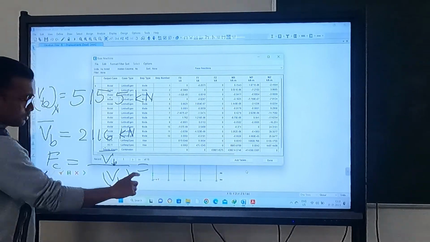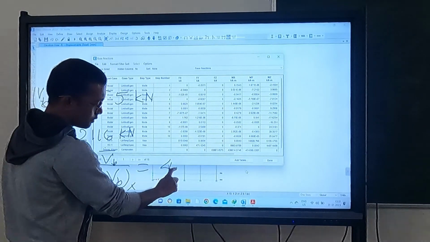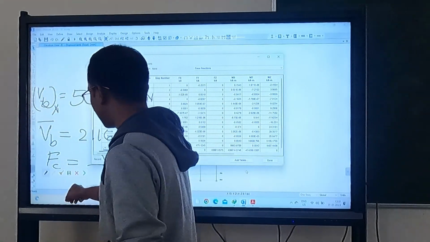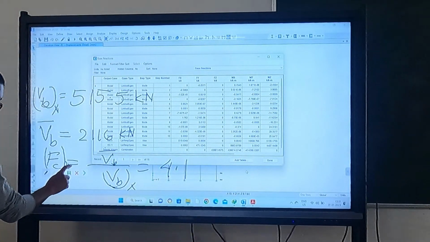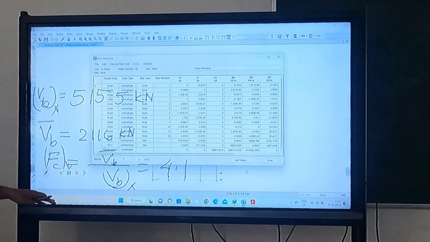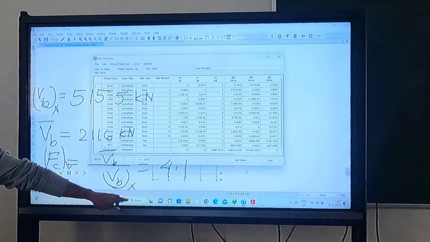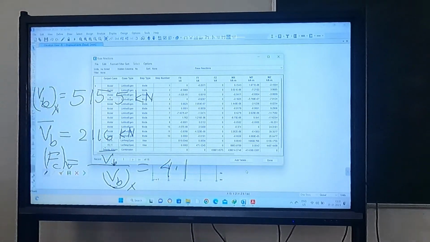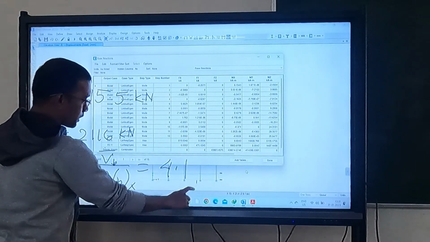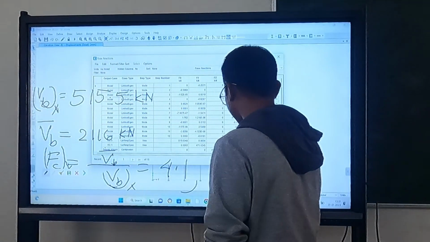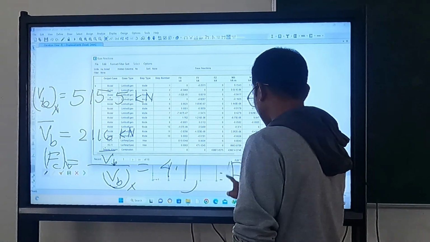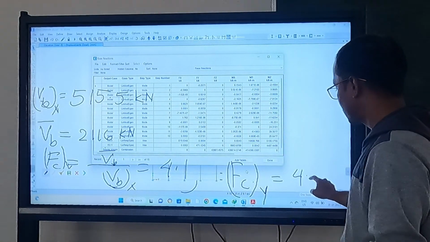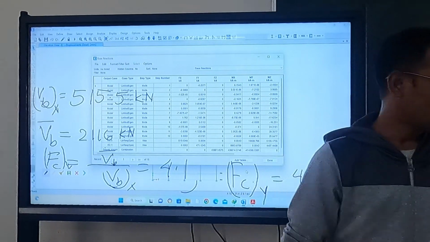How much? 4.1. Similarly, you'll have again, let's say this is for x. Similarly, you'll have FCy also because this VB will be different. Okay, as you can see here, this is 471. Okay, so you can determine for FCy also. 4.5. Okay.